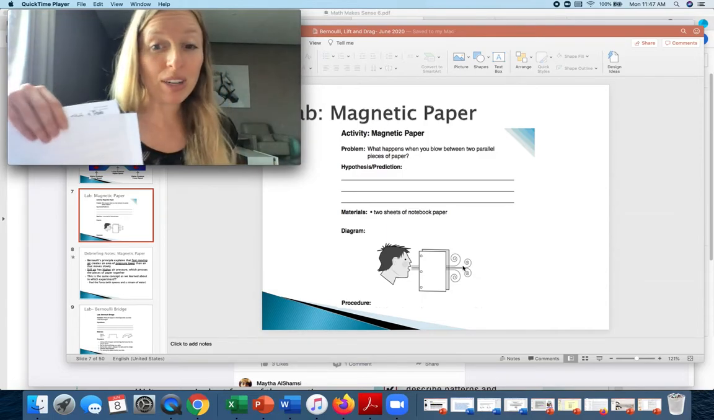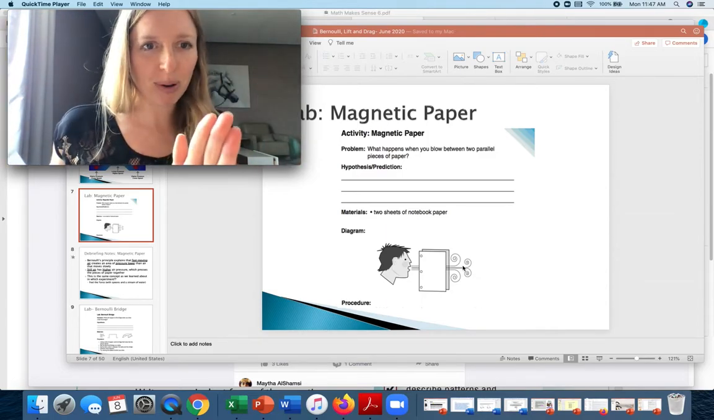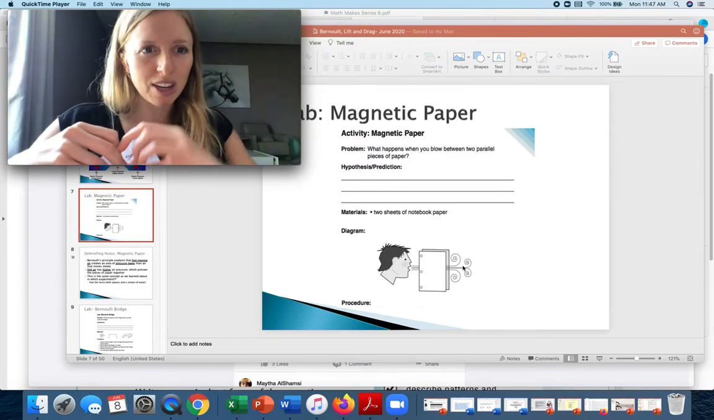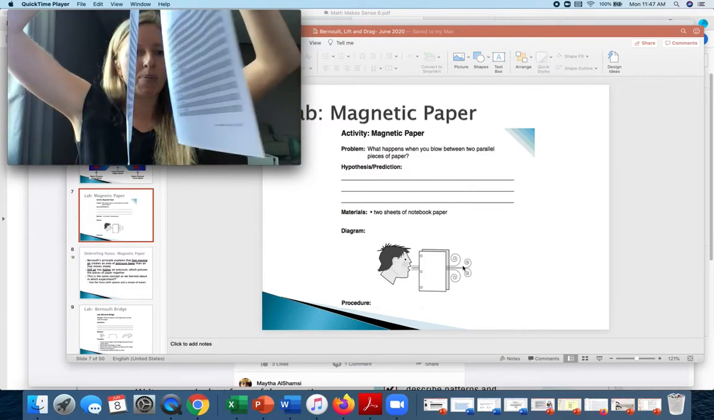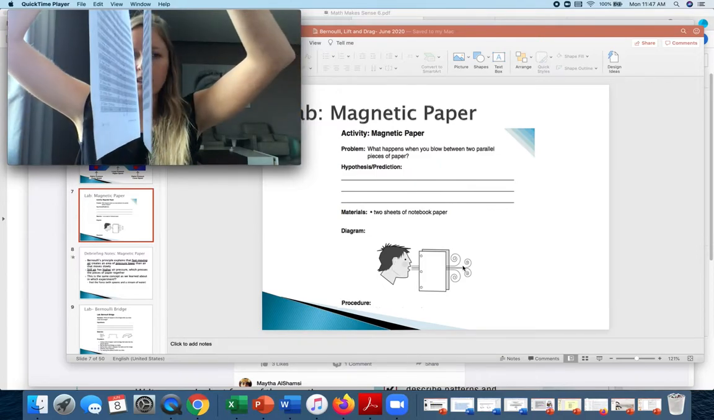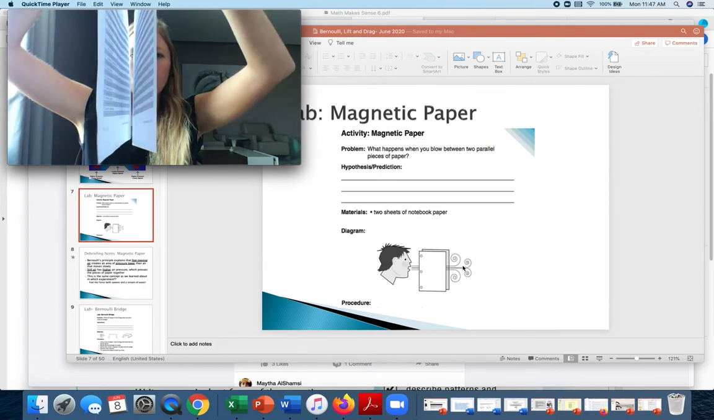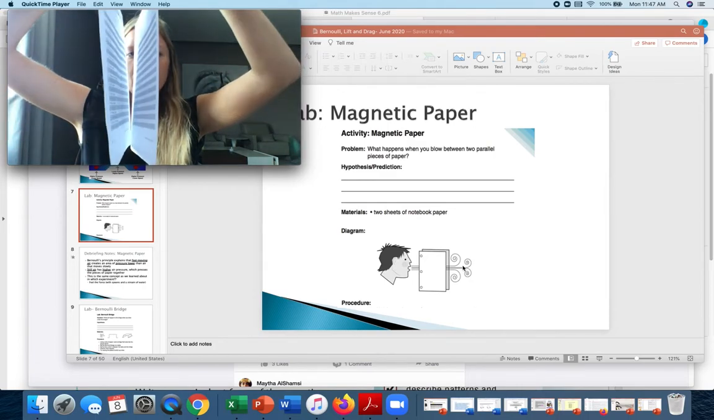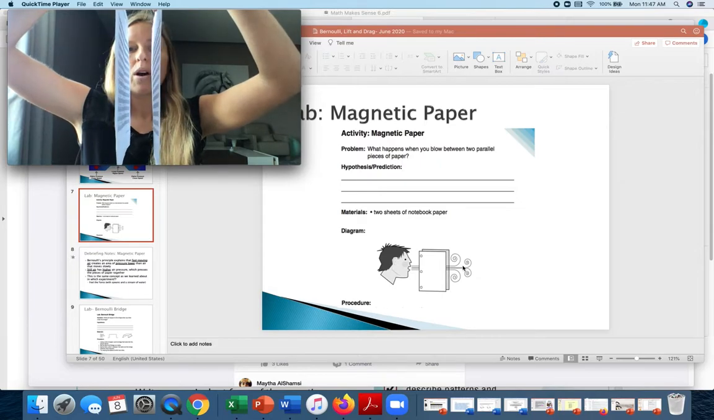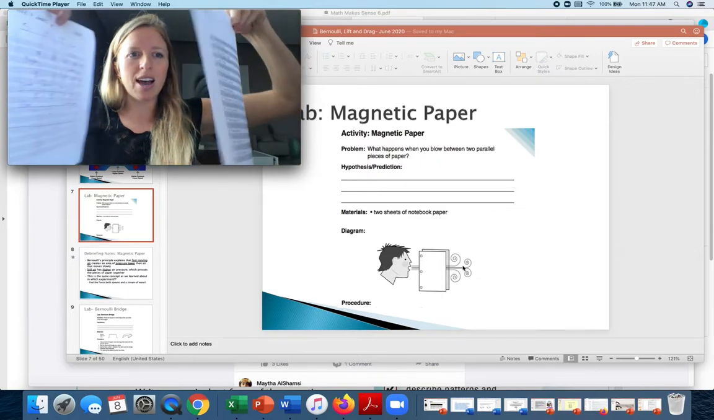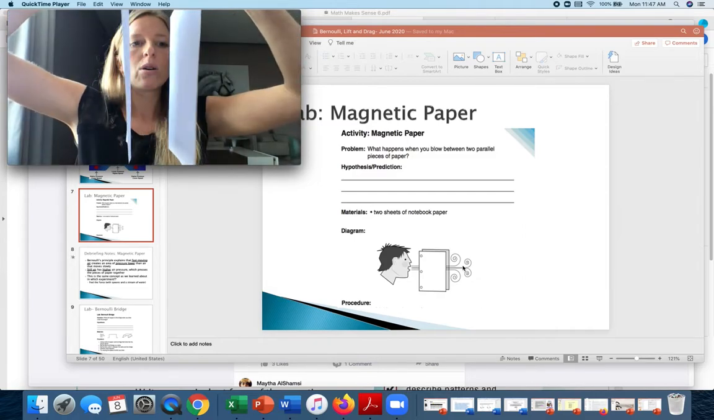Okay, so now what you need to do, you can pause me before you make sure you have your prediction, okay? Then we're gonna do this. So you have your pieces of paper, okay? Holding them parallel like this, not too far apart, you're gonna blow between the pieces of paper. And what is going to happen? What do you think is going to happen? Okay, so let's see here.